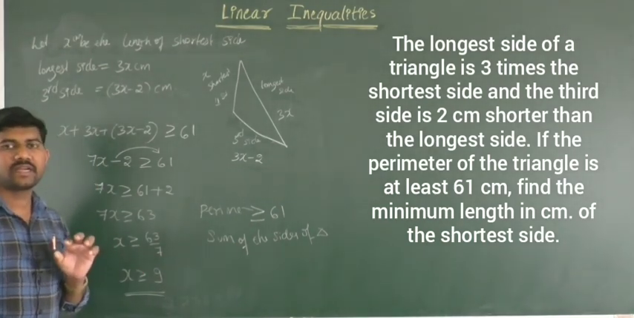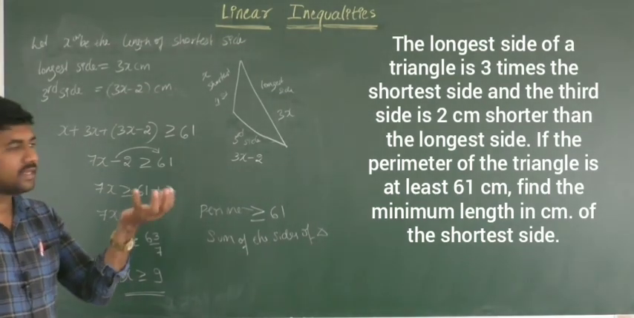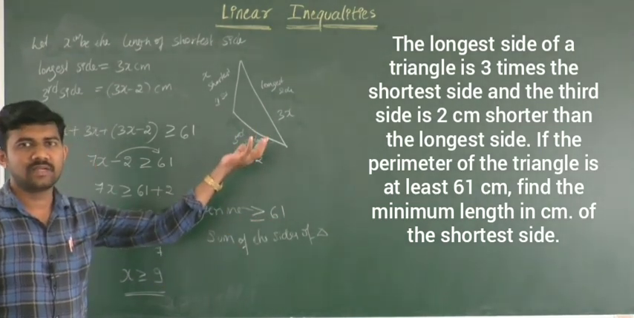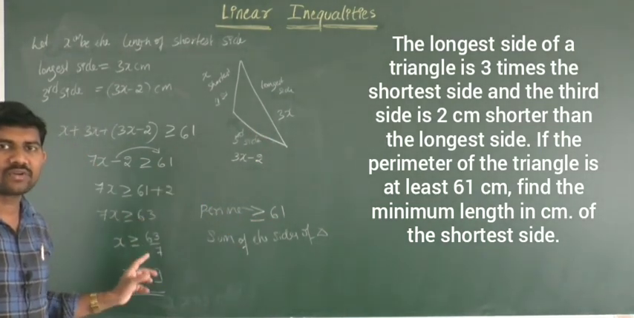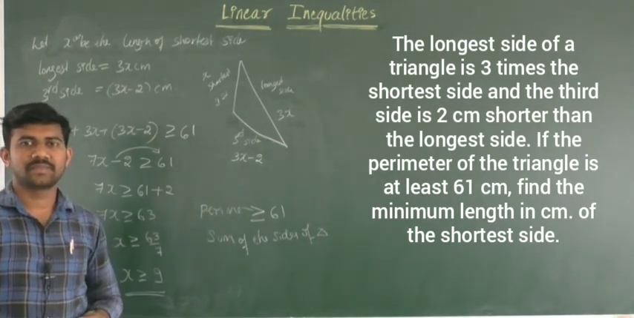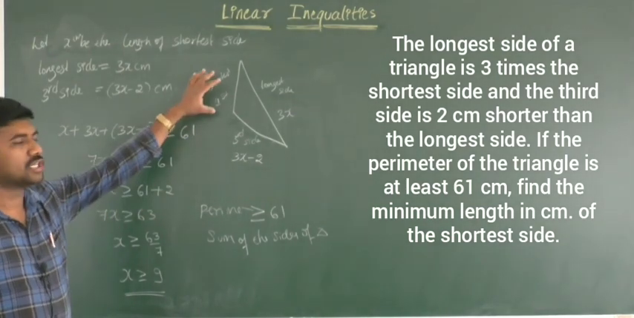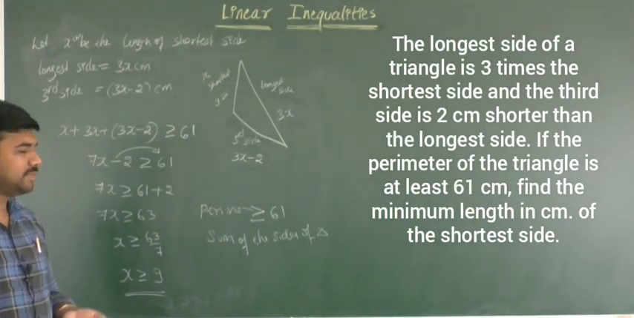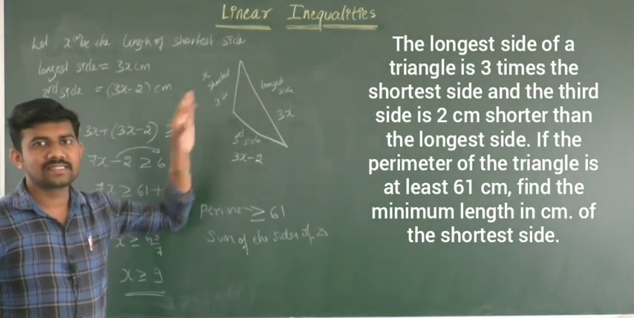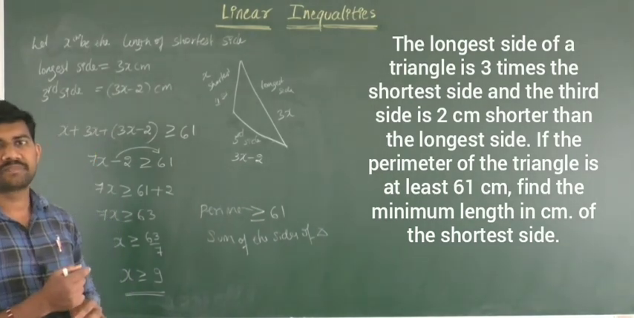x can take the minimum value 9 centimeters. If it is greater than 9, then the perimeter is greater than 61. But if you take x exactly equal to 9, then the perimeter is 61. So the minimum length of the shortest side is 9 centimeters, to get the perimeter of the triangle at least 61 centimeters. So this is the conclusion.